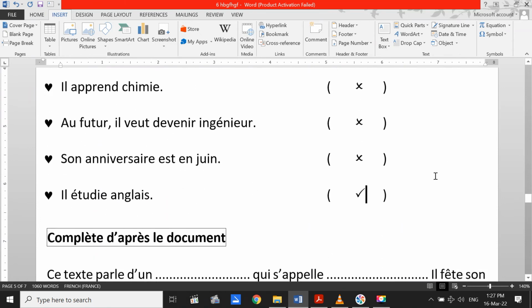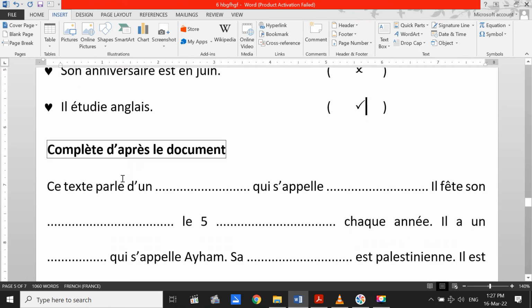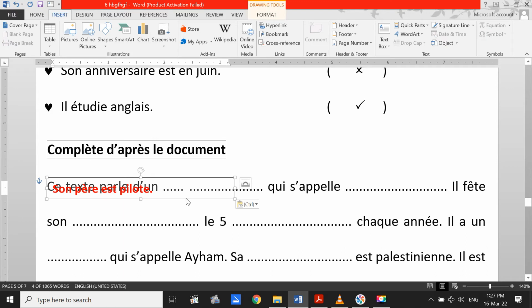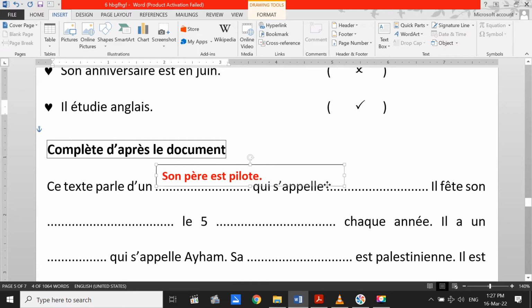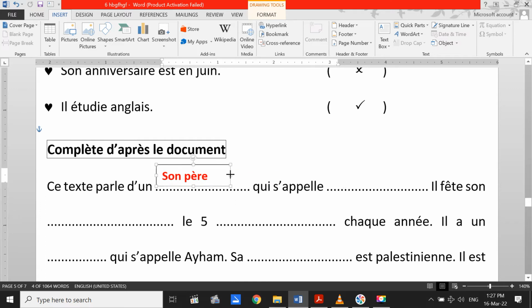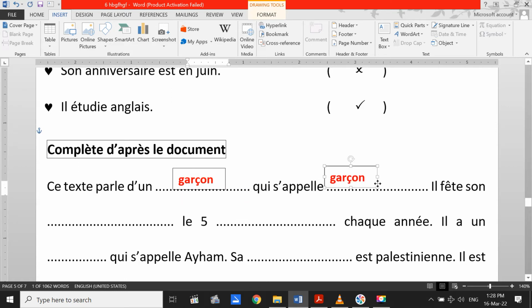Donc ce sont les réponses. These are, or here are the answers. Complète d'après le document. Complete according to the document or the text. Ce texte parle de. Okay, here this text is talking about, or speaks about d'un garçon qui s'appelle. His name is. Qui s'appelle.